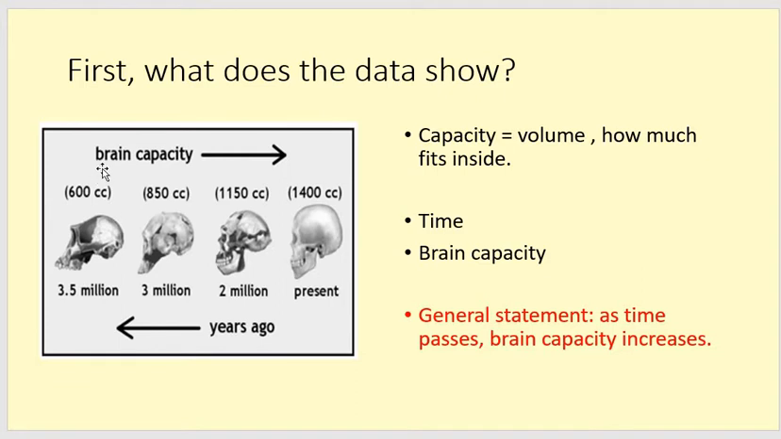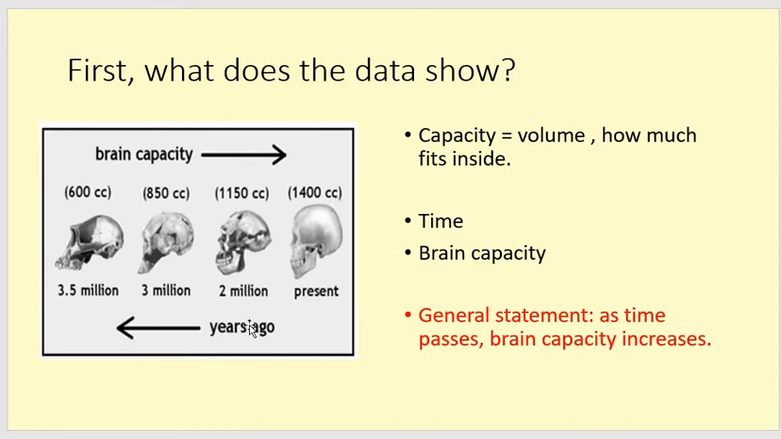The first set of information is brain capacity. Now capacity is volume, how much fits inside. So we're not talking about the shape of the skull, although that's very interesting. We think about the volume, how much space there is for a brain inside a skull at the back here. And we can see that it changes from 600 slowly up to 1400 cc's, that's cubic centimetres.